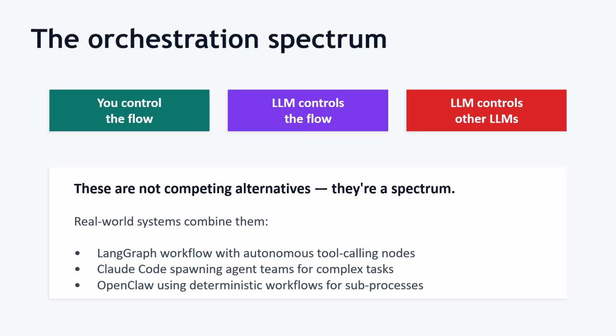Now, here's the key insight. These three approaches aren't competing alternatives. They're a spectrum, and real-world systems often combine them. A LangGraph workflow might include a node where Claude autonomously chooses which tools to call. Claude Code can spawn agent teams for complex tasks, layering the second and third approaches together. An OpenClaw agent might use deterministic workflows for its predictable sub-processes. Understanding this spectrum is what separates someone who can use AI tools from someone who can build reliable AI systems.